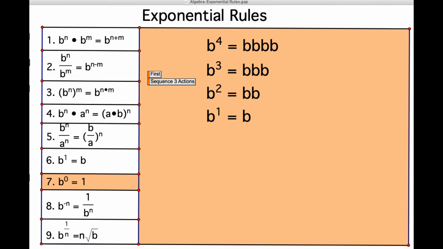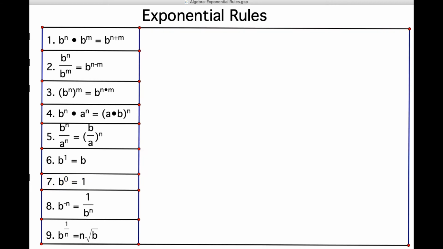And now, how do we take it one step further to get to b to the 0? How do we know that b to the 0 is equal to 1? We're going to use the same logic as before and say that b to the 0 is really b to the 1 divided by b, because that's all I've done in each step. And b divided by b is 1. Therefore, b to the 0 equals 1.